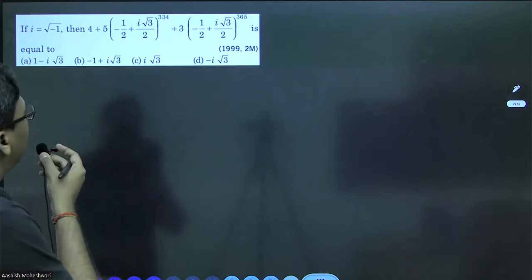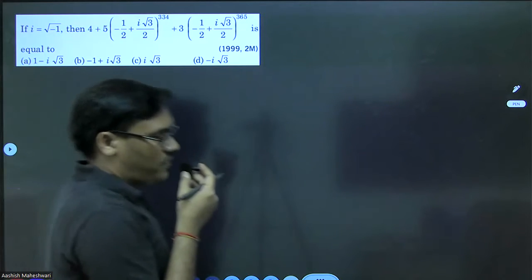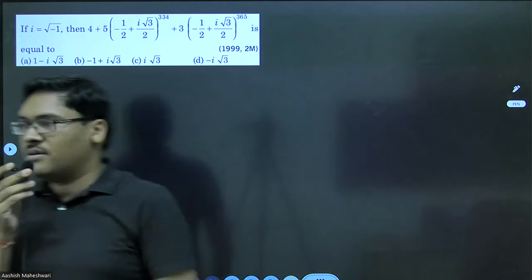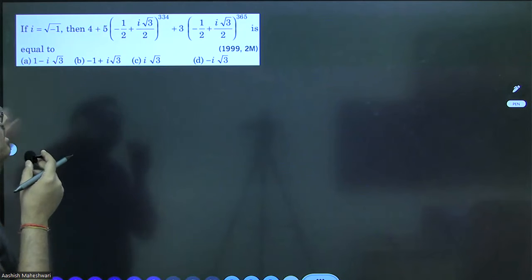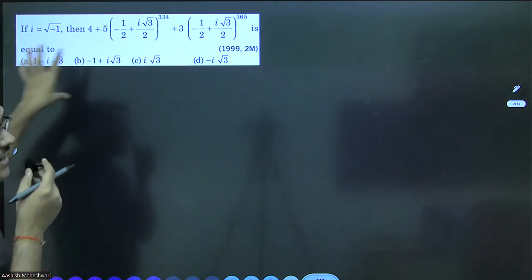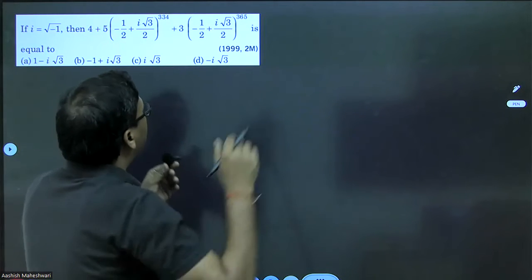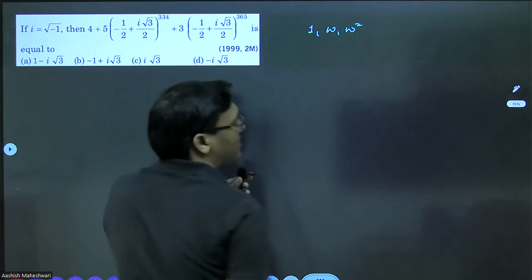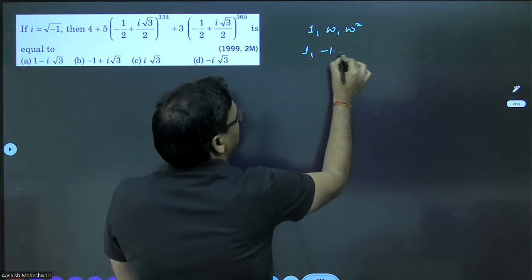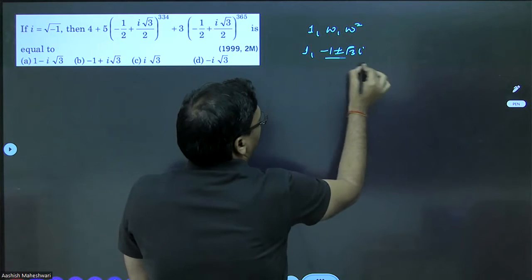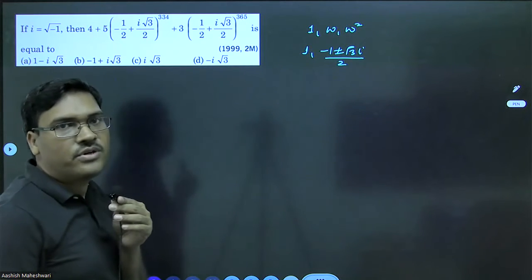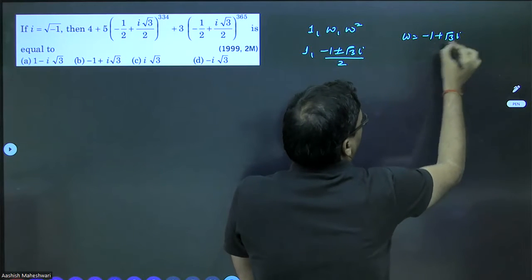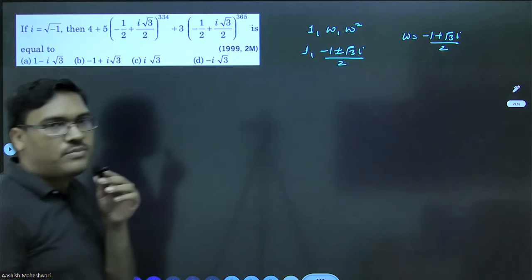Now this is again a simple question, but it is a very common question and you have to understand the concept behind it. In the question it is not mentioned that it is related to the cube root of unity. But if you understand this, we know the cube roots of unity are 1, omega, omega square, that is 1, and minus 1 plus minus root 3 iota upon 2. So what is omega? Assuming omega is equal to minus 1 plus root 3 iota upon 2.